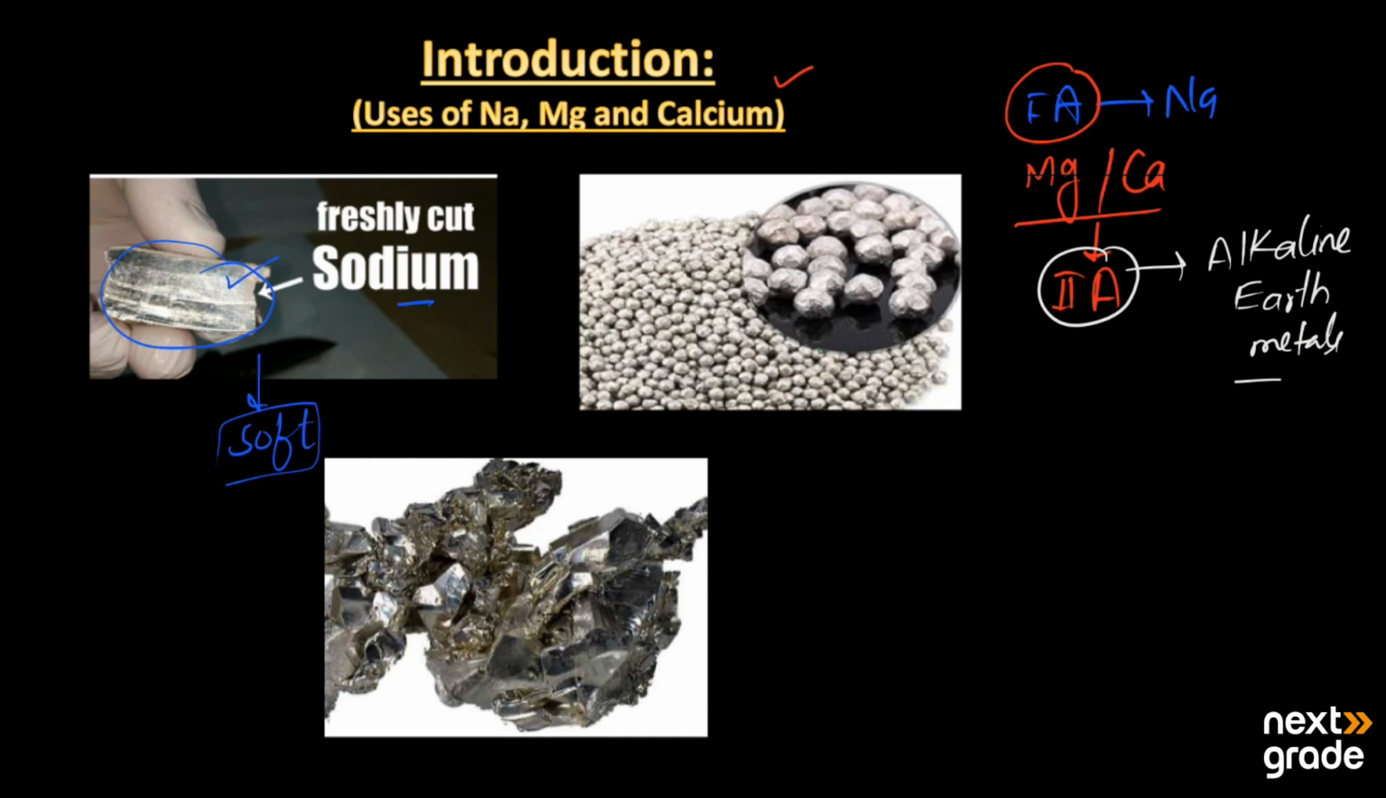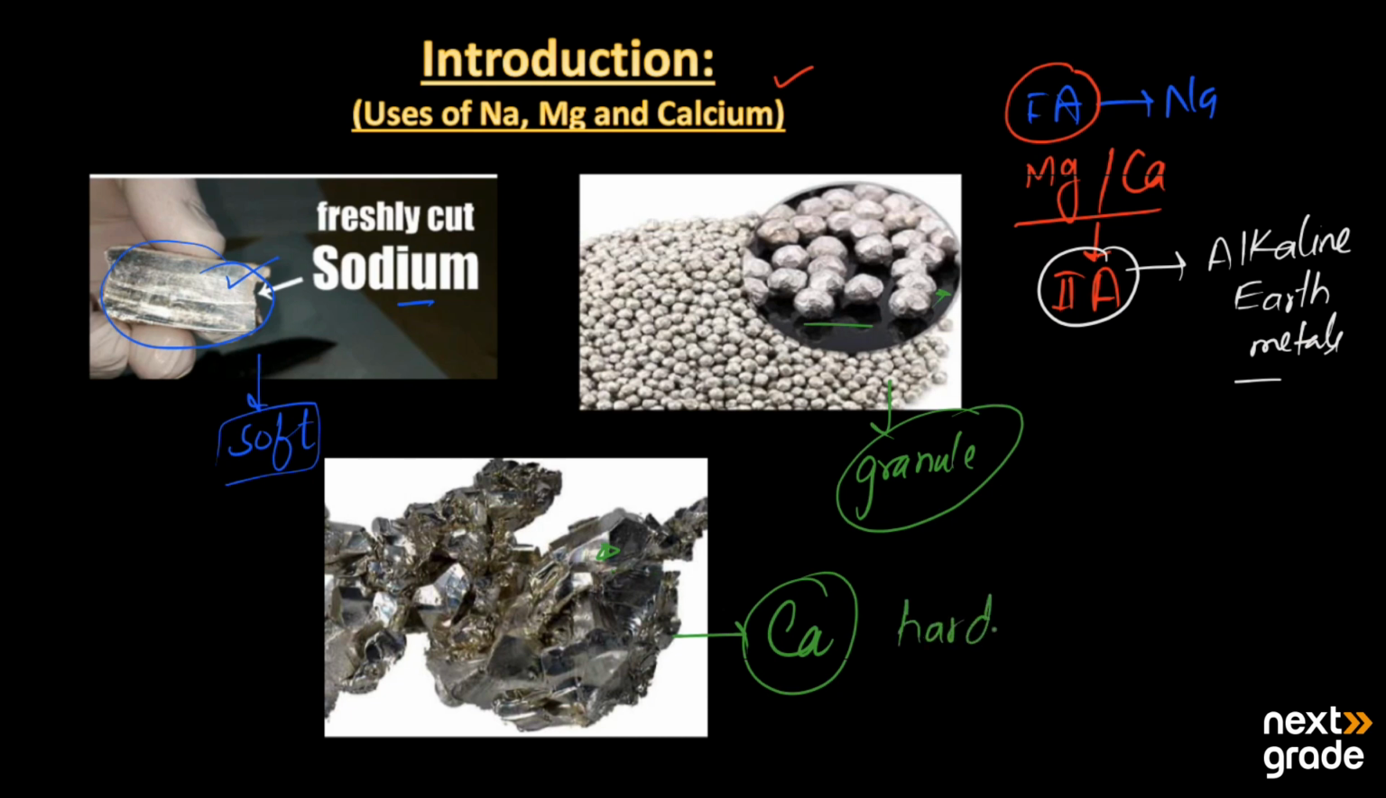And here we have the magnesium that is present in granular form. The magnesium is also silvery in color, with a shiny or lustrous surface. The third one here is calcium. The calcium is also silvery, and here we have it in the form of clusters, but it is harder as compared to magnesium, and magnesium is harder as compared to sodium. So this is the simple overview about sodium, magnesium, and calcium. Now we will discuss their uses.